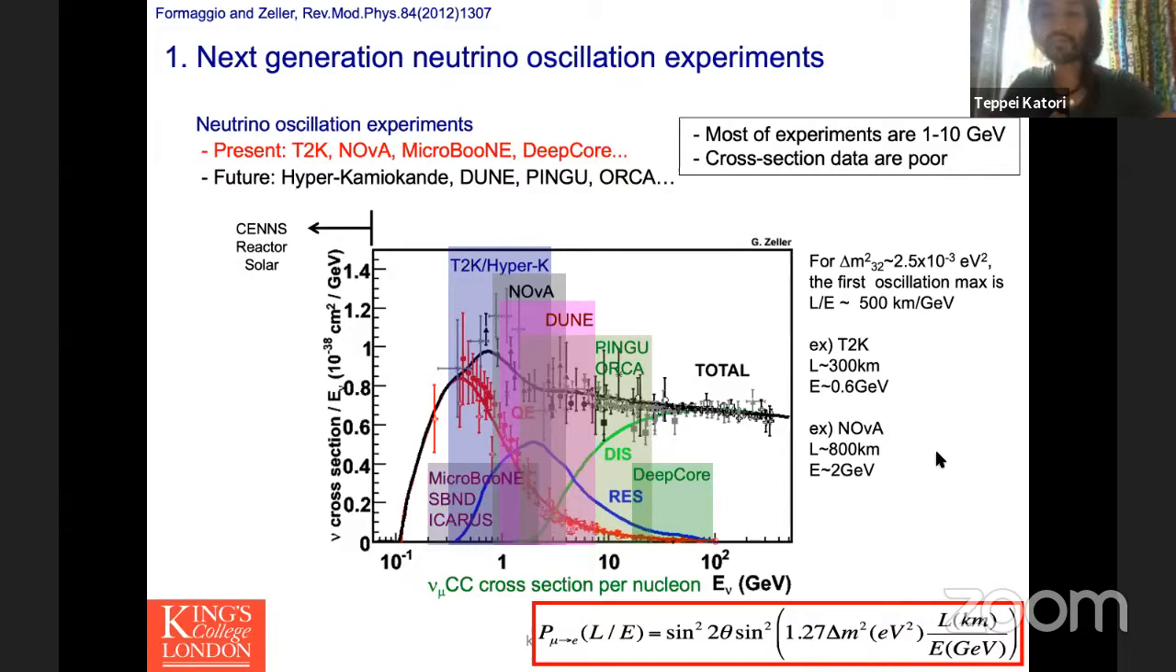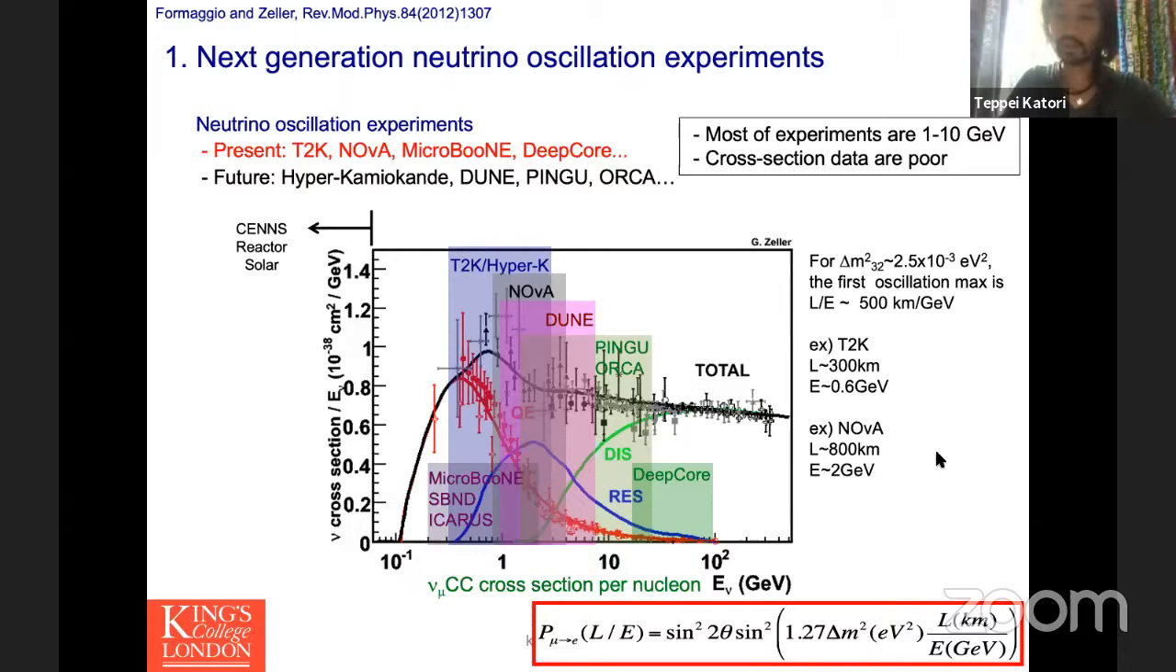Then you need more neutrinos. So you want to make L not too far away, but if L is small, then your E has to be small. But if the E goes smaller, then the cross section goes smaller, so your interaction rate goes down. So you have to adjust these two parameters, L and E, and you find only a few nice combinations. For T2K, L is 300 kilometers and E is 0.6 GeV. And for NOvA, L is 800 kilometers and E is 2 GeV. So in this way, every oscillation experiment ends up around 1 to 10 GeV. But 1 to 10 GeV is also the region where the cross section has big systematics.